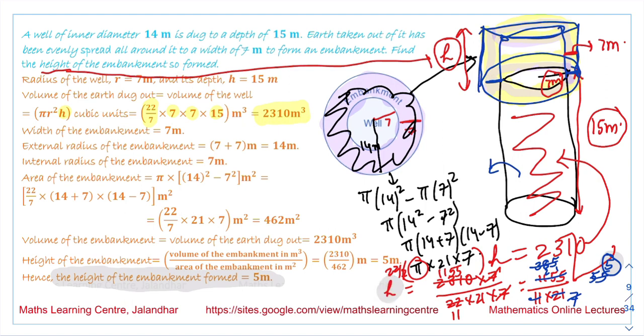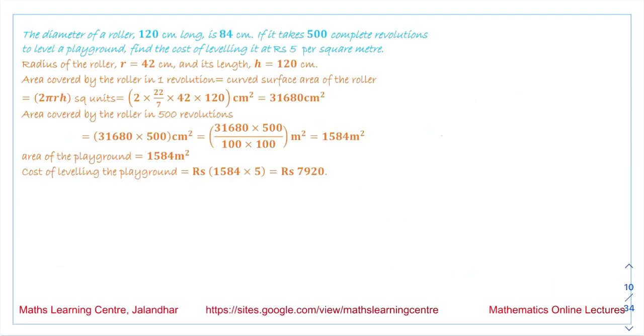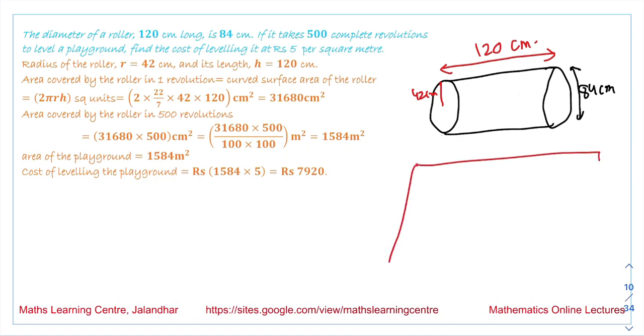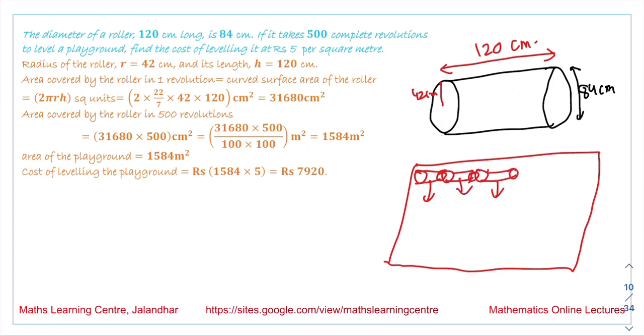Now in this question, we are given a roller of diameter 84 centimeter. It means the radius of this roller is 42 centimeter, and the width is 120 centimeter. It is given that a playground is there, and we want to roll this roller on this playground. We roll like this, then next like this, then next like this. How many revolutions are required? It takes 500 complete revolutions to level a playground.